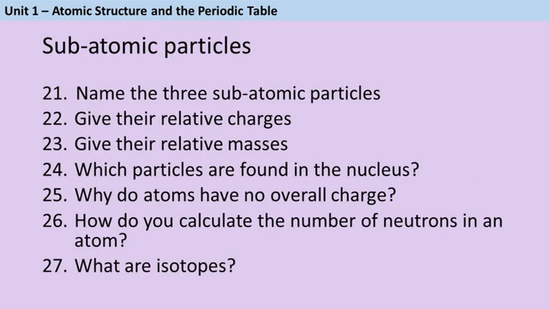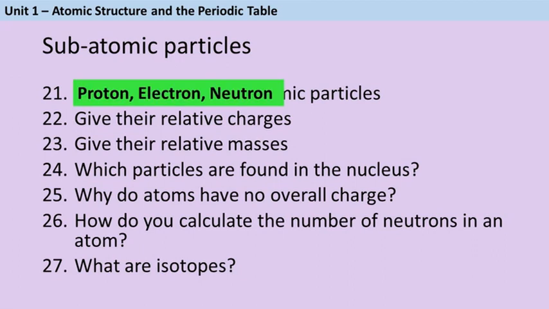The three subatomic particles, or particles smaller than an atom, are protons, electrons, and neutrons. Protons have a relative charge of +1, electrons have a relative charge of -1, and neutrons have a relative charge of 0. Anytime that you see the words relative charge used, it's really important that you're using numbers rather than just saying positive, negative, neutral.